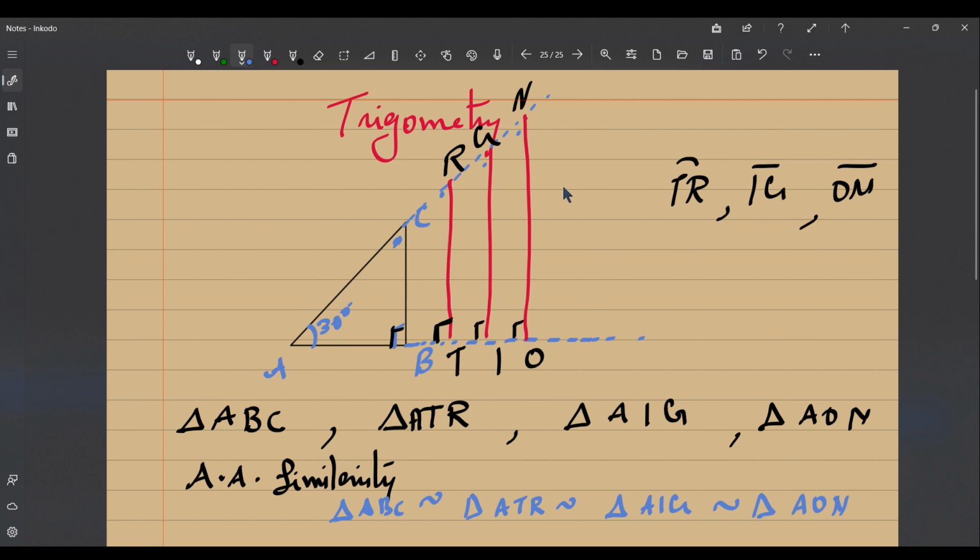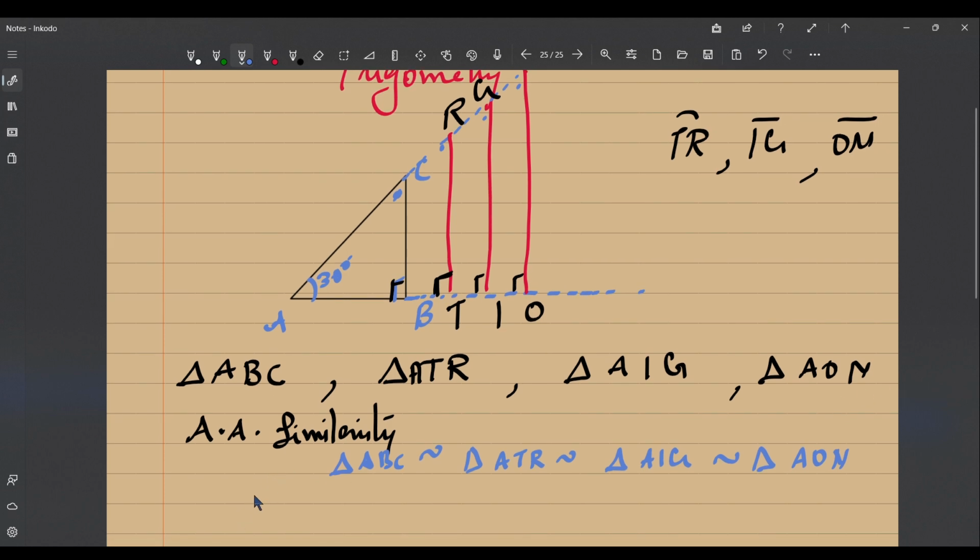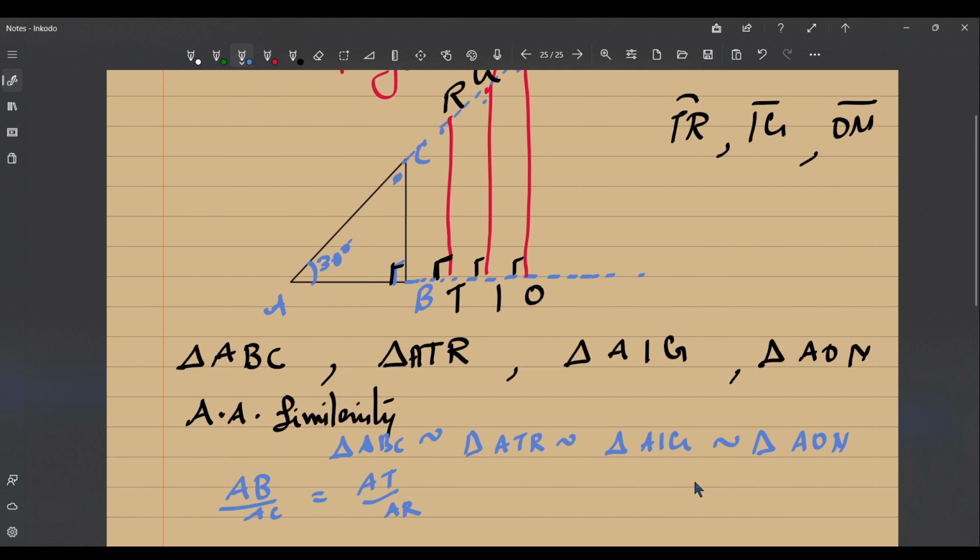And once the triangles are similar, we can say that the corresponding ratios of the sides also are equal to one another. I mean, the ratios of sides, corresponding side ratio. So for example, if I talk about the side AB by AC, this ratio would be equal to AT by AR, right? I'm just writing corresponding sides here. Would be equal to AI by AG. I hope I have written it in order. Yeah, AB, AC, AT, AR. Yeah, I have written it in order, and so on. These ratios are equal because the triangles are similar.